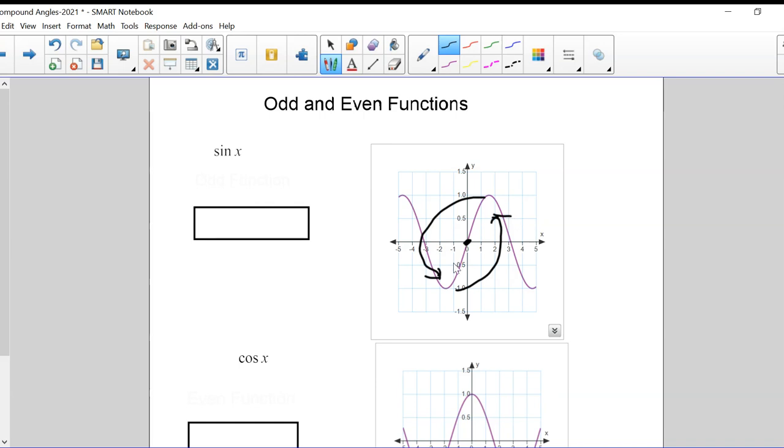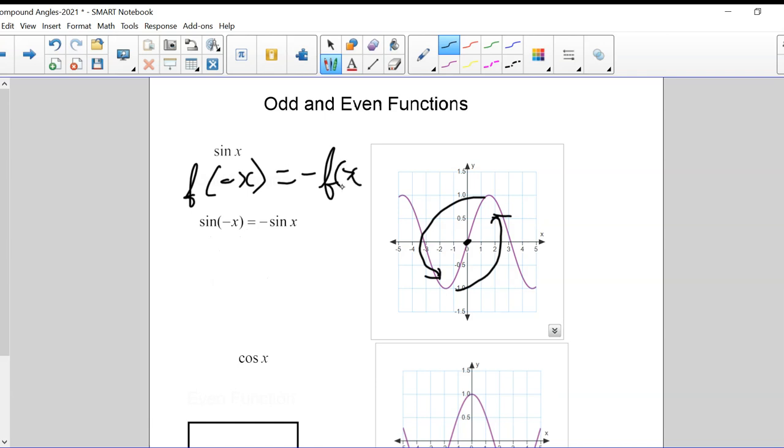Another important property of odd functions is the following. The sine of minus x is equal to minus the sine of x. So in general, for odd functions, if I took f of minus x, if it's an odd function, then it's equal to minus f of x, right? And you'll see in a minute why I chose to go over odd functions with you.